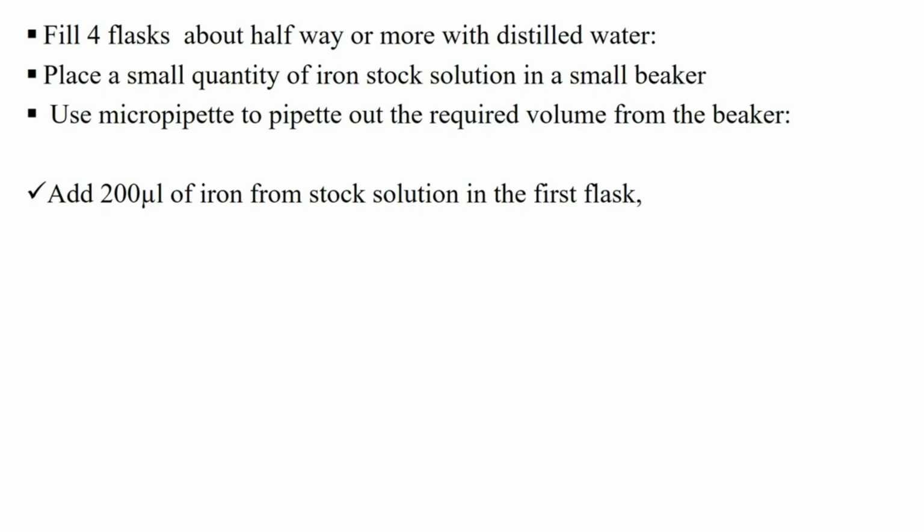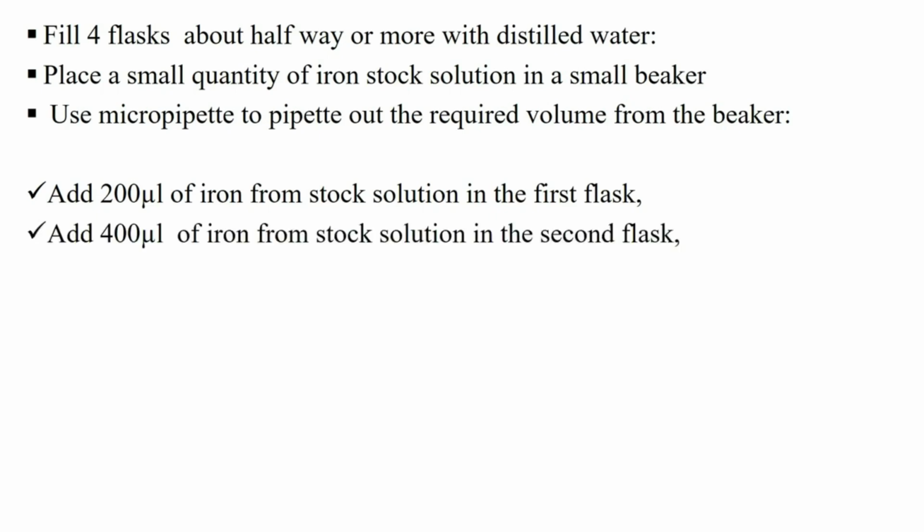And then you will place a small quantity of iron stock solution in a small beaker, because you need a small quantity. You will not pipette in the stock solution directly. You take stock solution, and you place a small quantity of iron stock solution in a small beaker. Then you will use micropipette to pipette out the required volume from the beaker, the calculated volume above. But remember also, you have filled the flask that you want to prepare your standard halfway. The flasks are filled halfway.